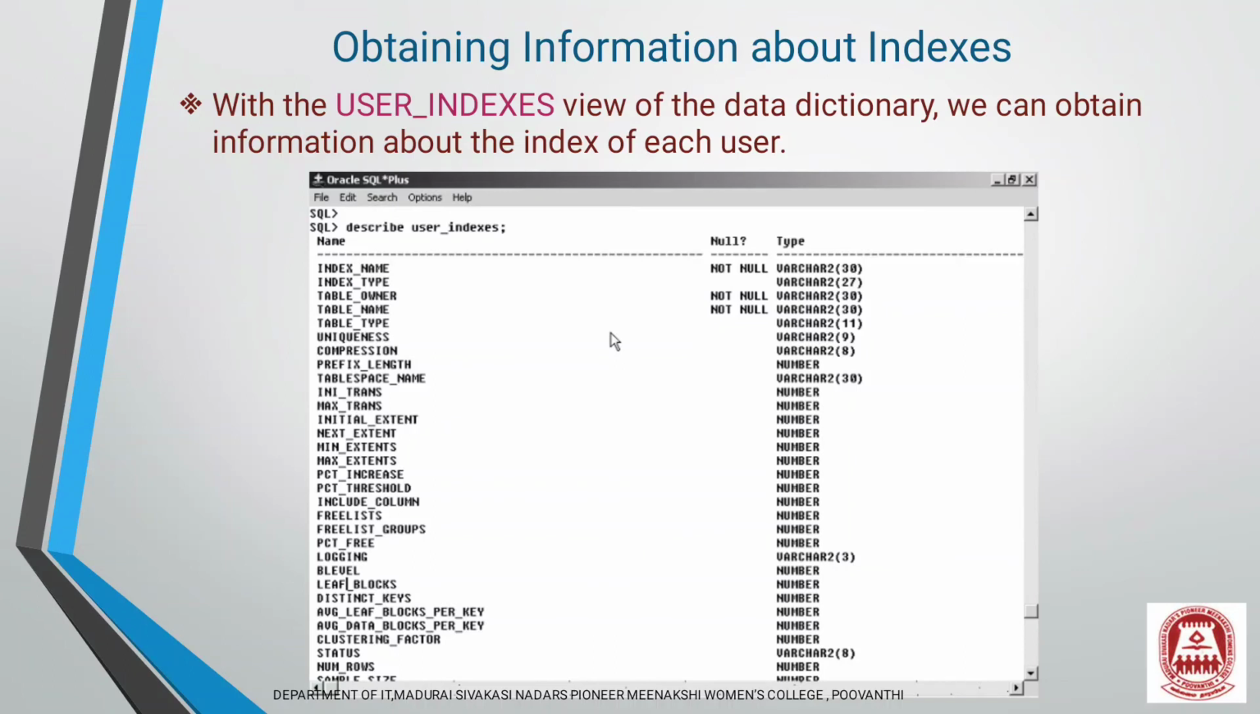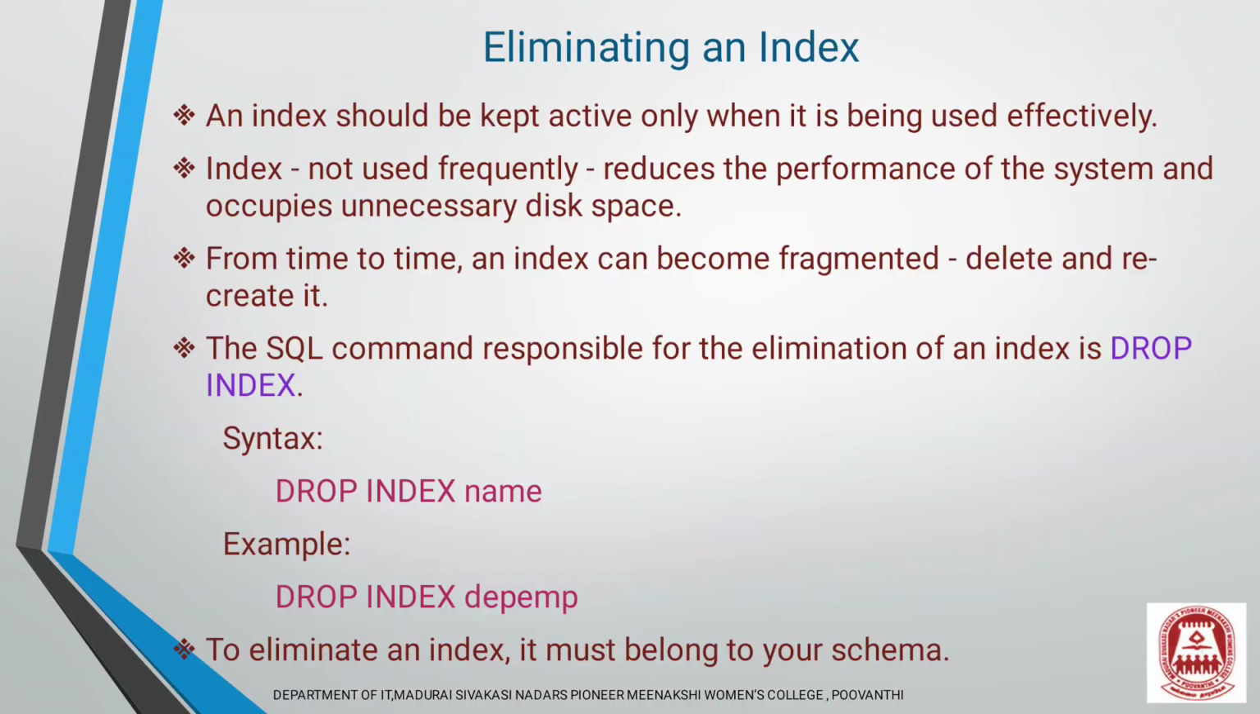Now there is a possibility to obtain information about indexes, that is, what indexes are created by the user, how many indexes are available for a particular table, or the whole list of user-created indexes. Everything we can derive from the user underscore index view. All the indexes created by users are stored in the data dictionary. This is the way we can list out the indexes.